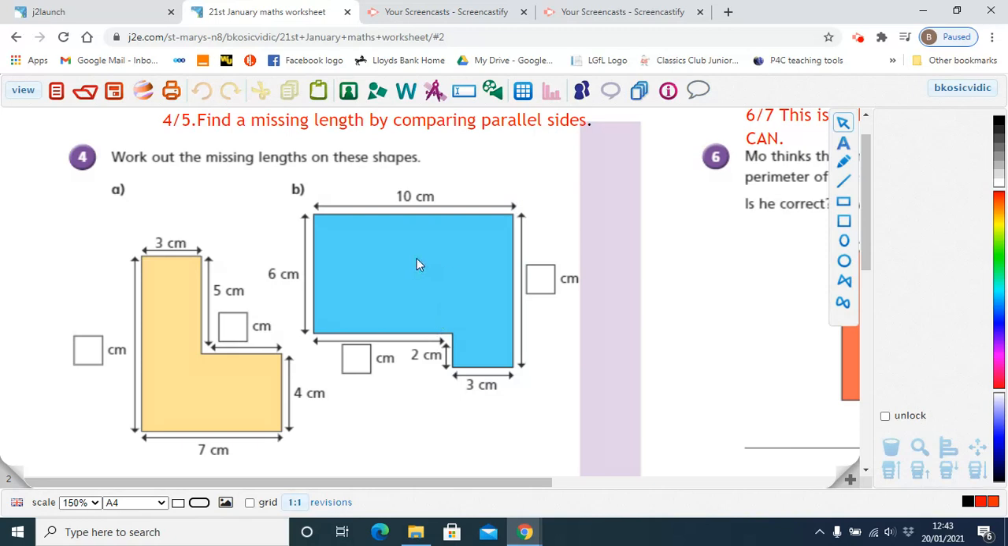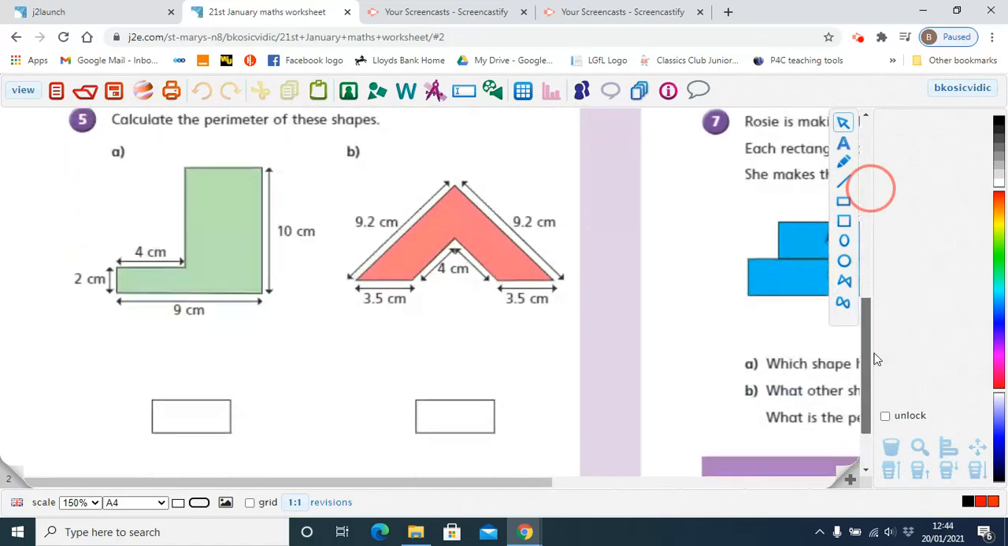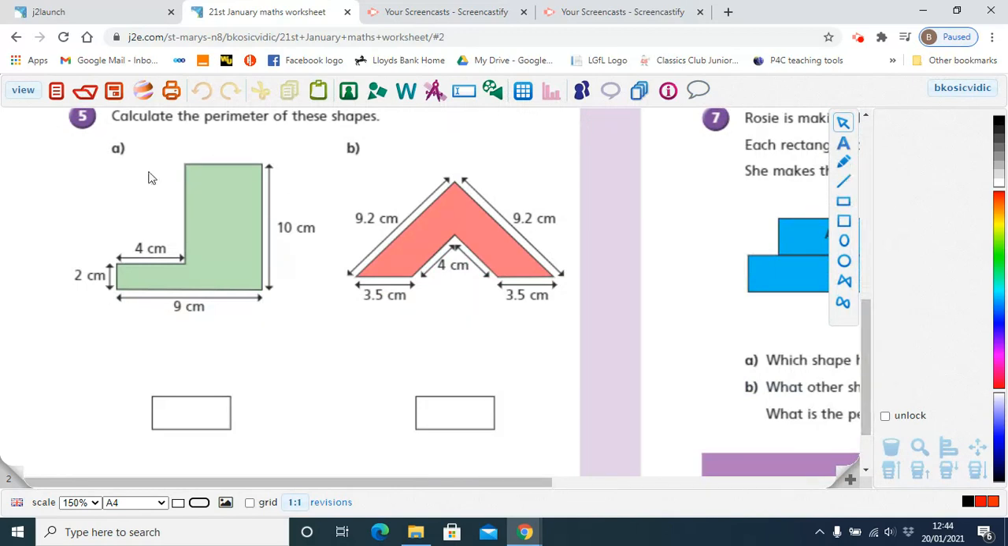The same will happen here. In this case, you will have to look at the parallel lengths on the left-hand side, 6 and 2, and then you will notice that if you add them up, 6 plus 2, you will have the length that is missing on the right-hand side, which is going to be 8. Now, the same principle you can use in question 5.